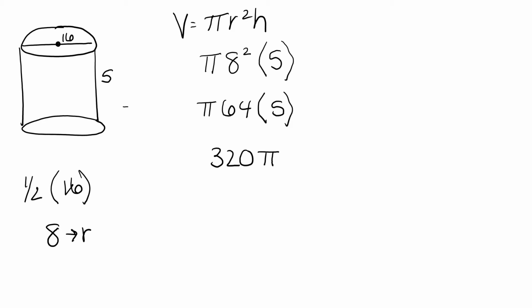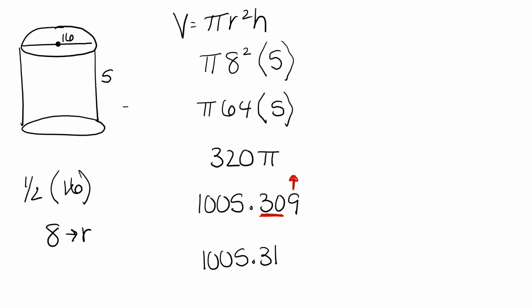The directions do not tell us to use 3.14 or 22/7. So we're going to use the pi button on the calculator. 320 times pi is going to give us 1005.3096, on and on and on. The directions tell us to round to the nearest hundredth, so 30 is in the hundredths place. The 9 tells us to round up, meaning we end with an answer of 1005.31.